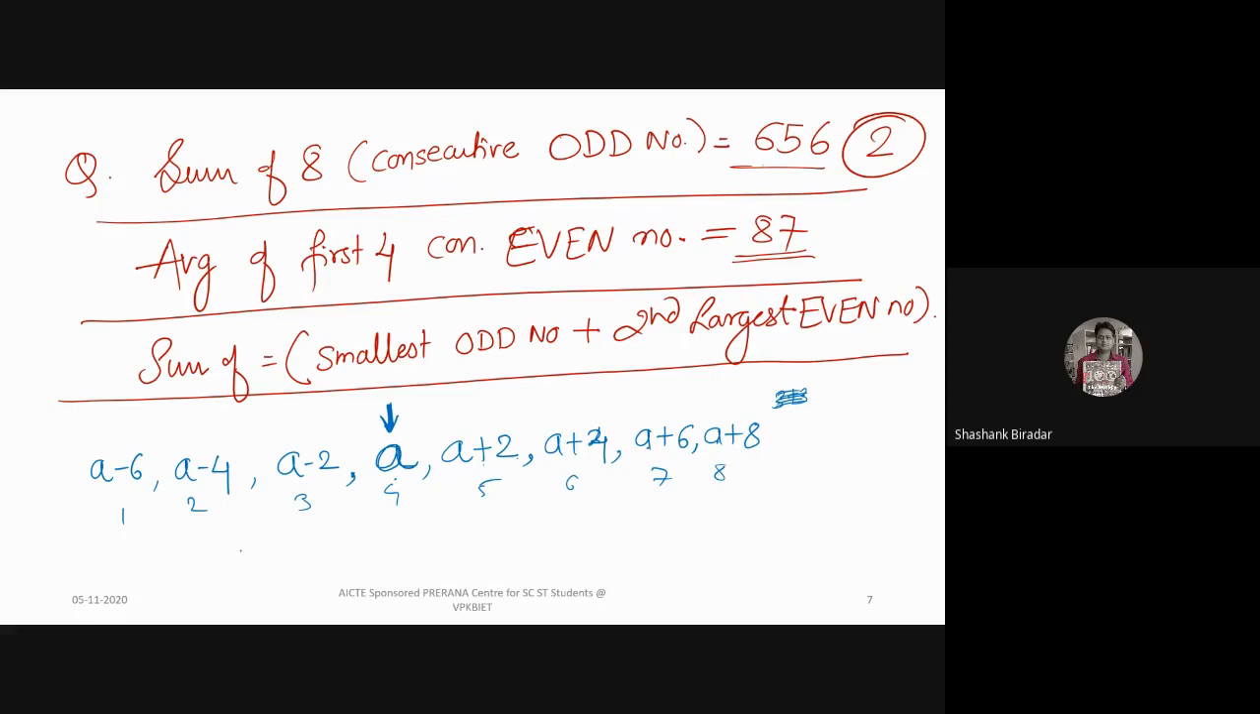So A minus 6 plus A minus 4, then A minus 2 plus A plus A plus 2, then plus A plus 4 plus A plus 6 plus A plus 8 is 656. Now you can complete for this one.